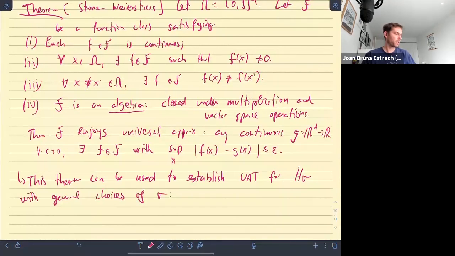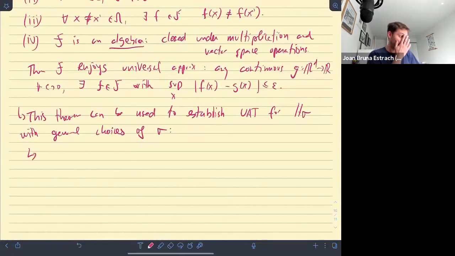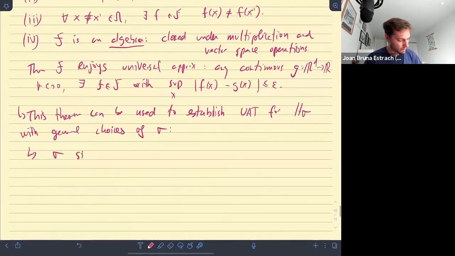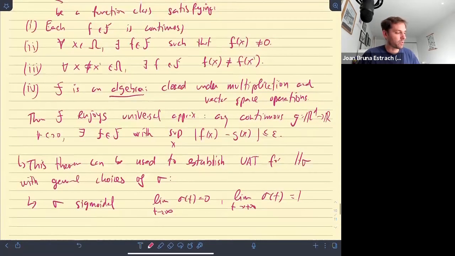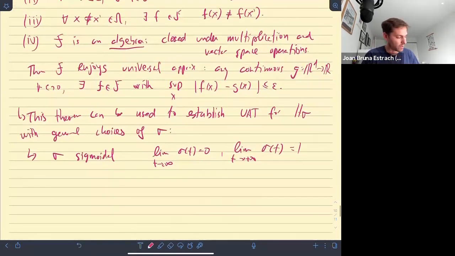Okay, so just an example, sigma that is a sigmoidal. What it means is that sigma, any activation function that is continuous and satisfies that the limit when t goes to minus infinity of this is zero, and the limit when t goes to plus infinity of sigma(t) equals one. This model satisfies the assumptions of Stone-Weierstrass.